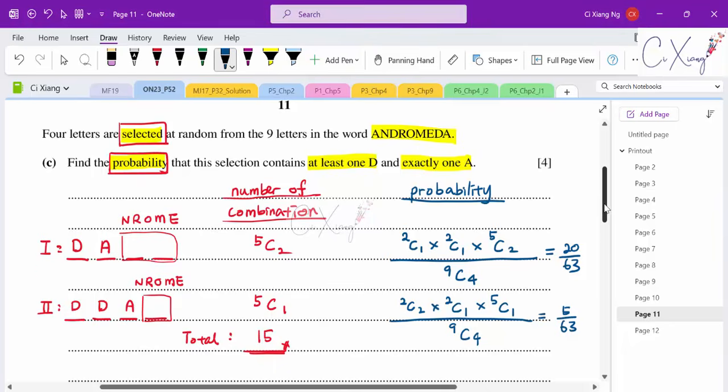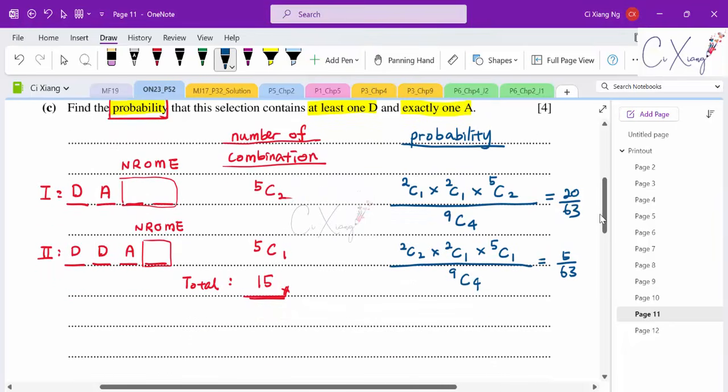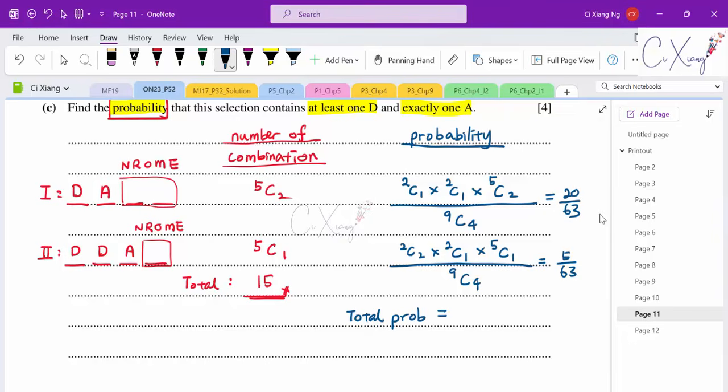To calculate the probability for these 2 cases, you have to total them up also. So the total probability should be equal to 20 over 63 plus 5 over 63. It should be 25 over 63. So the correct answer for this question should be 25 over 63.